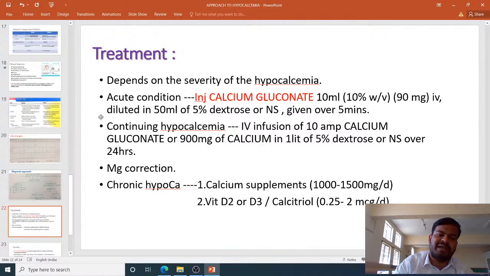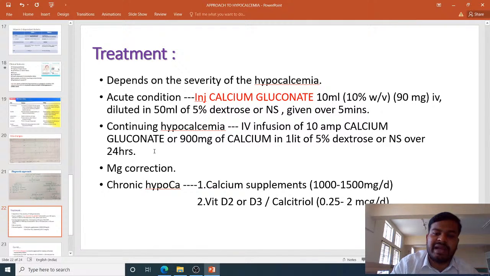So treatment depends upon the severity of hypocalcemia. In an acute condition, if there is an emergency, if there are any cardiac changes and ECG changes, and the patient is severely symptomatic, then definitely we'll go for intravenous calcium. So injection calcium gluconate 10 milliliters of 10% weight by volume, which is 90 milligrams, intravenously, diluted in 50 milliliters of 5% dextrose or NS, given over 5 minutes. So this is given in an acute condition.